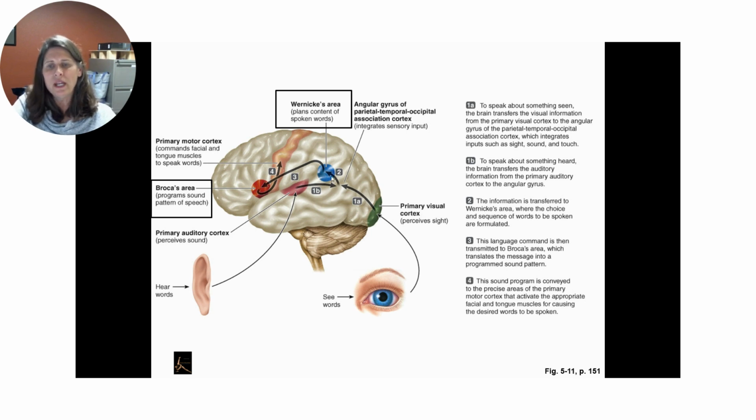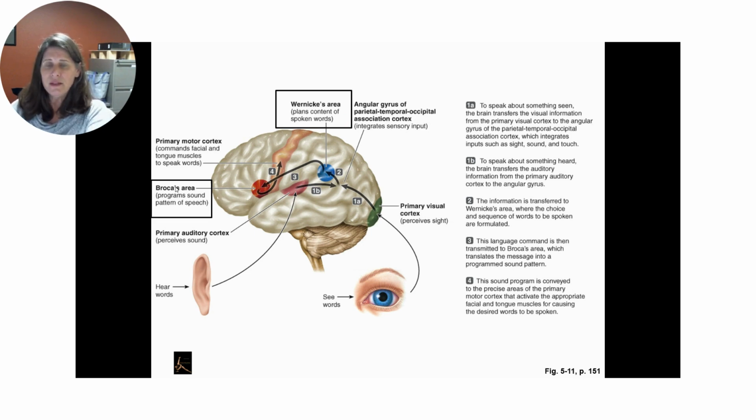So I would like you to know this pattern. I might ask you to give me the pattern, or the sequence of neurons that get stimulated if you see words, read something, or if you hear something. Okay, so I'm going to ask you to go through how Wernicke's area and Broca's area help you to comprehend language and then program how you're going to respond.